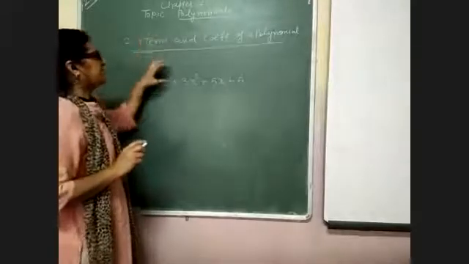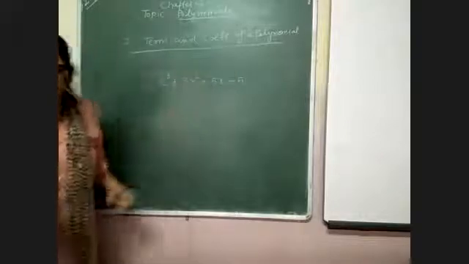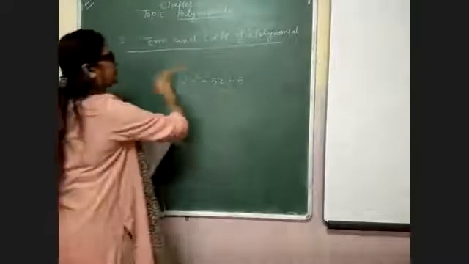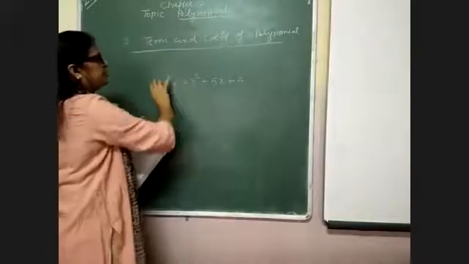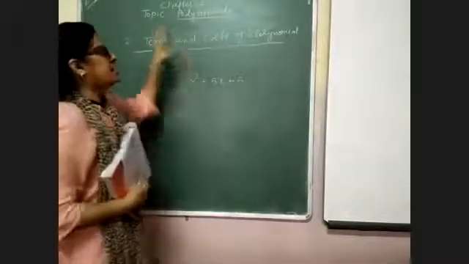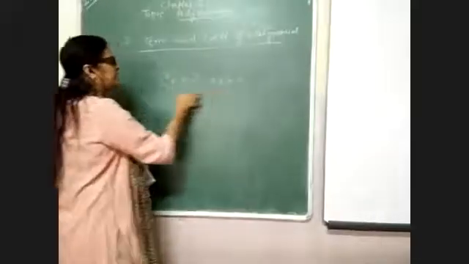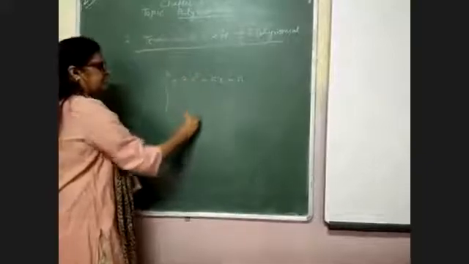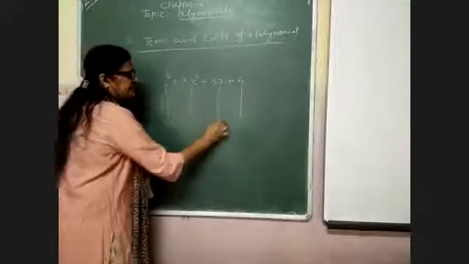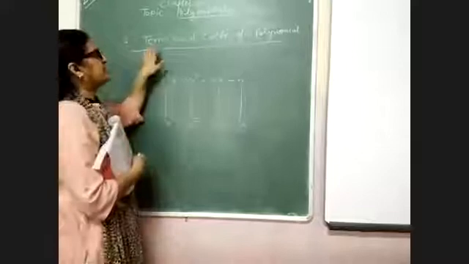A term is separated by the plus and minus sign. What is term? It is a part of a polynomial. Term is the part of a polynomial separated by the plus and minus sign. And how many terms are there in this example? 4 terms are there, 1, 2, 3 and 4: x³, 3x square, 5x and 5. So it is called the term.